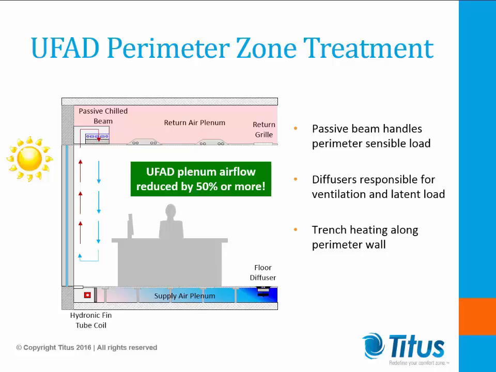Ventilation and latent cooling is accomplished by manually or automatically controlled floor diffusers within the perimeter space. Although the air supplied by these outlets will still provide a contribution to the space sensible cooling, the outlet supply temperature is no longer of great importance as the beam provides most of the space sensible cooling.